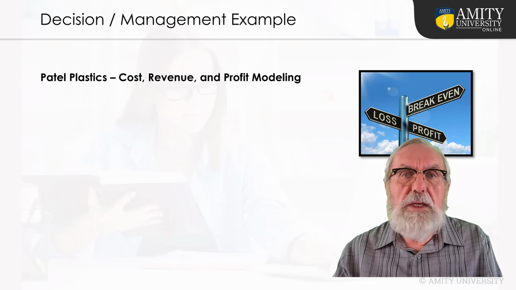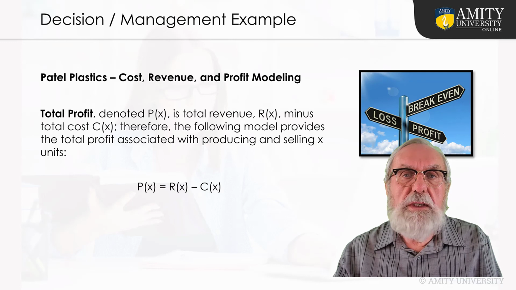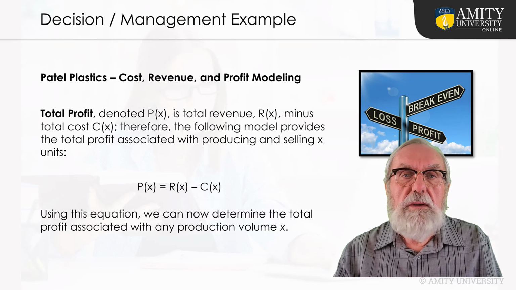So now we can do a total profit analysis. The total profit is denoted as P(x), which is the total revenue minus the total cost. Therefore, the following model is associated with producing and selling x units: P(x) = R(x) - C(x). Using this equation, we can now determine the total profit associated with any production volume of x.